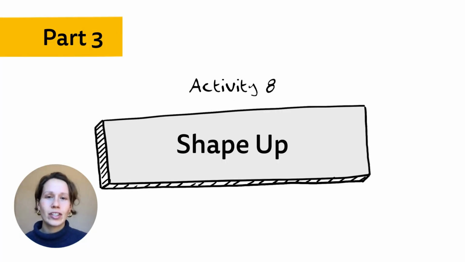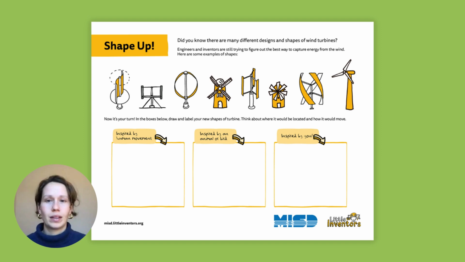Activity 8, Shape Up. The Shape Up activity is all about wind turbines. Did you know there are many different designs and shapes of wind turbine? Engineers and inventors are still trying to figure out the best way to capture energy from the wind. Ask your students to come up with a turbine inspired by human movement.